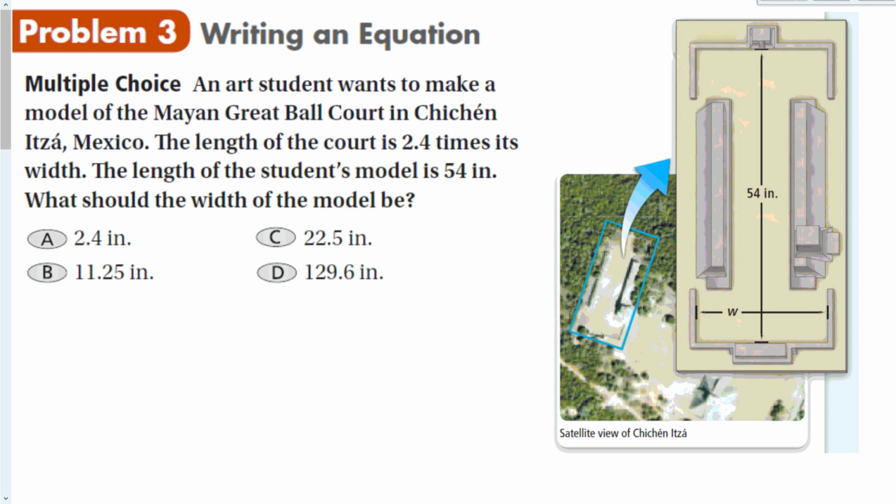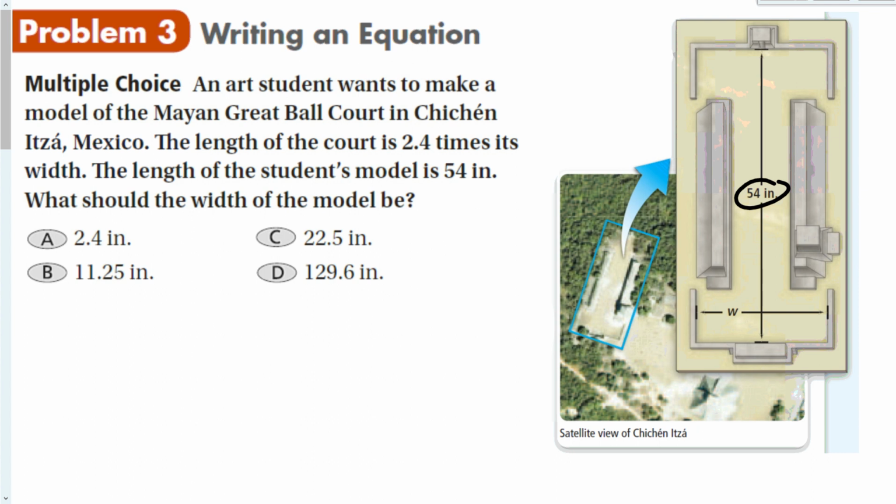So here we go. An art student wants to make a model of the Mayan Great Ball Court at Chichen Itzá, Mexico. The length of the court is 2.4 times its width. And we can see that the length of the student model is 54 inches. What should the width of the model be? Well, okay, we'll get to how to solve this in the next chapter. But for now, we can just use a little bit of logic. First, we're going to set up the equation, and then we're going to try to figure out which one of these answers is actually correct.